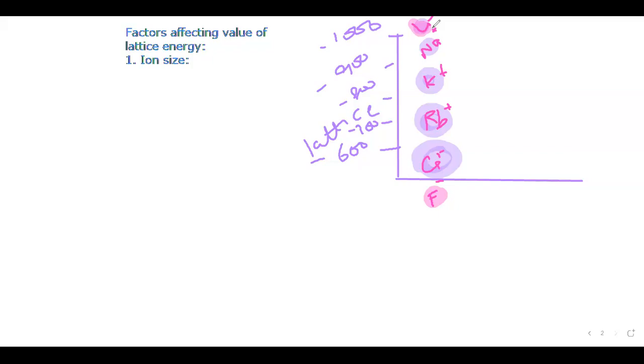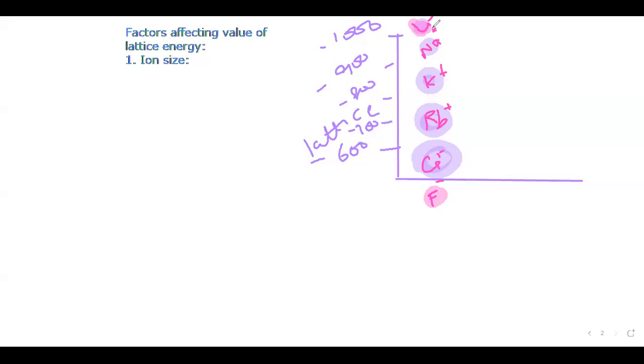As the size of the cation is getting bigger, the number of shells is increasing. So there is greater distance between the nuclei of the oppositely charged ions. So the ionic bond gets weaker. The bond gets longer, and the longer the bond, the weaker it is, right? So that's how the positive ion is going to affect your results.